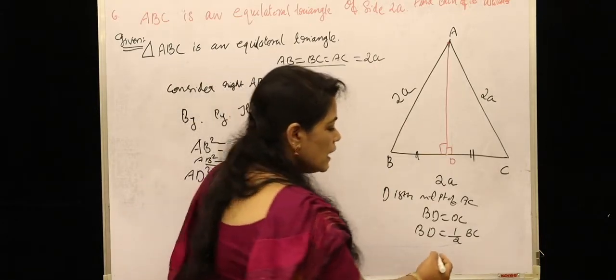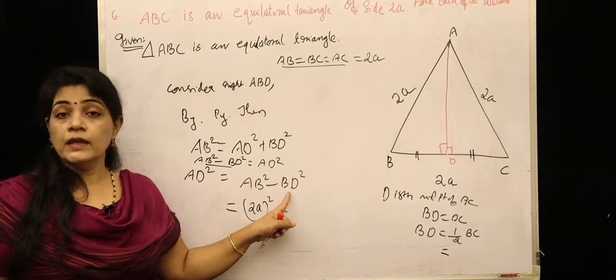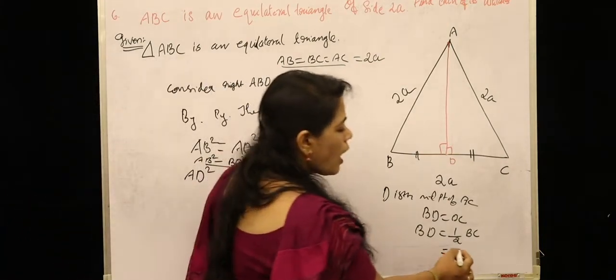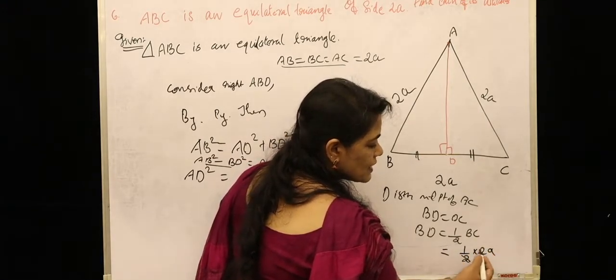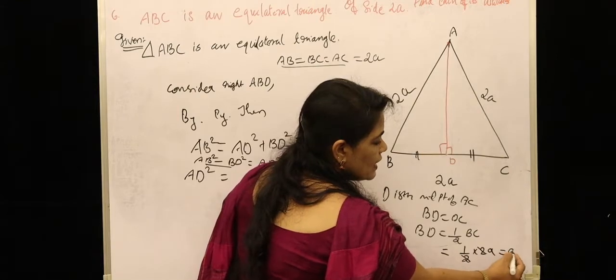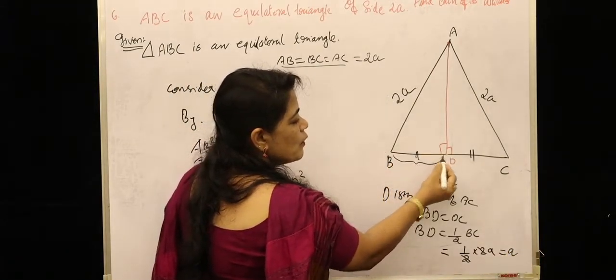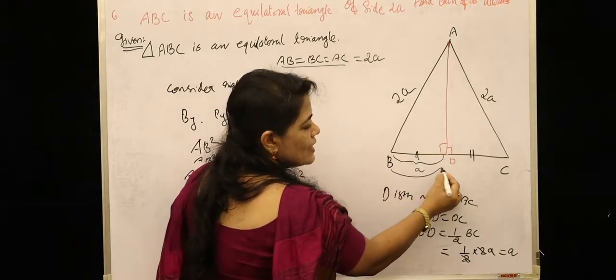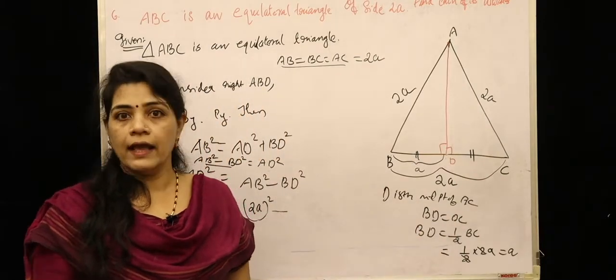In order to substitute for BD, being BD is half of BC, half of BC with 2a given, the 2 gets cancelled. So BD equals a. That means since D is the midpoint, this length BD will be a. This 2a is the whole length, so its half is a.